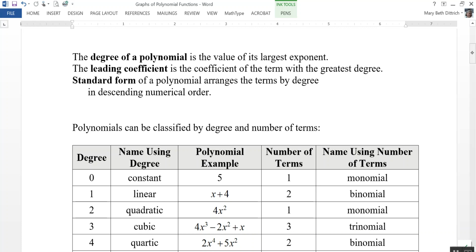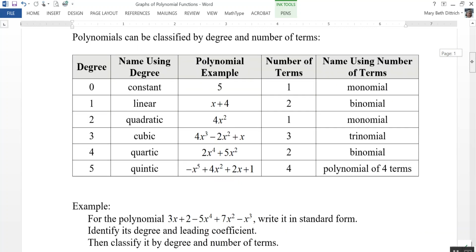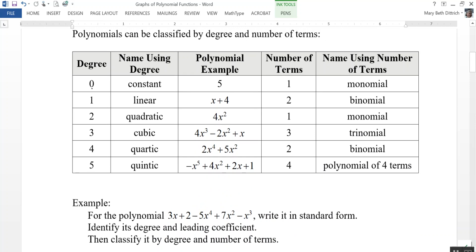So here's a chart that shows how you can classify polynomials by degree and number of terms. A polynomial can actually be of degree 0. We call that a constant, so that would be just a number without a variable. Recall that a number without a variable, like 5, is the same as 5 times x to the power of 0, because anything raised to the 0 power is equal to 1. It has one term, and a polynomial that has one term is called a monomial. If the degree is 1, in other words, if x is raised to the power of 1, it's a linear polynomial. In this case, this polynomial, x plus 4, has two terms, so it's called a binomial.